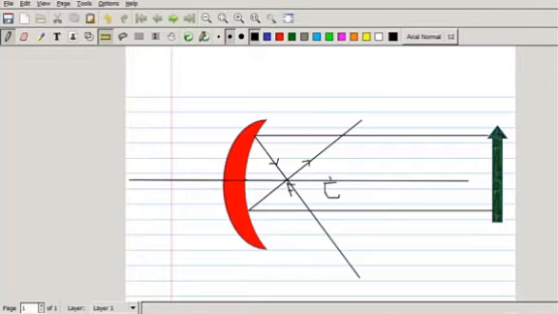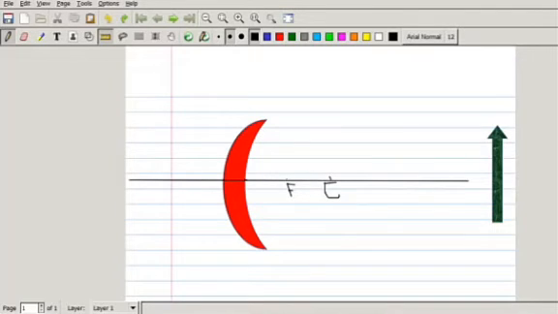What will be the type of the image? Very diminished, inverted image. Diminished means small, very small, inverted point image.